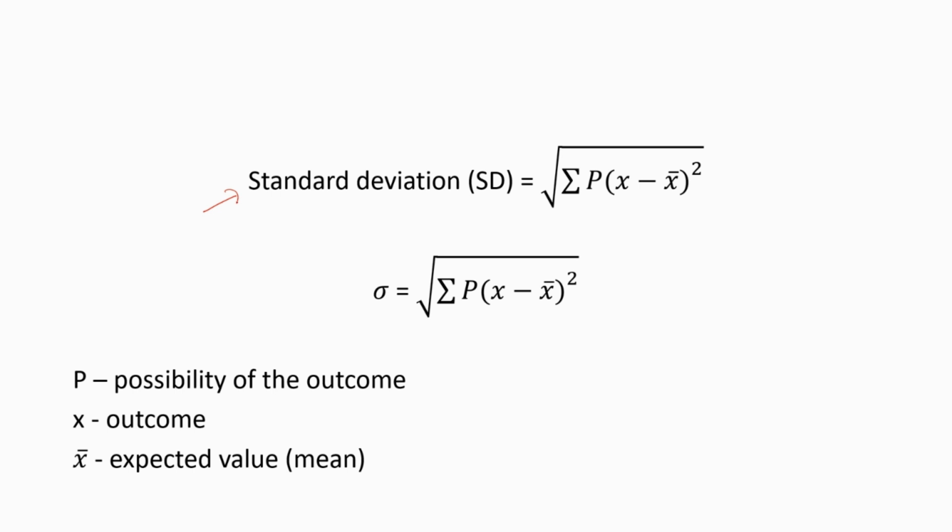This is the formula to calculate the standard deviation. SD denotes the standard deviation. This equals the square root of sigma p multiplied by (x minus x bar) to the power 2. This P is the probability of the outcome, X is the outcome, X bar is the expected value. So we are calculating the difference here around the expected value. Sigma also denotes the standard deviation. This X bar is the expected value, also called the mean value.